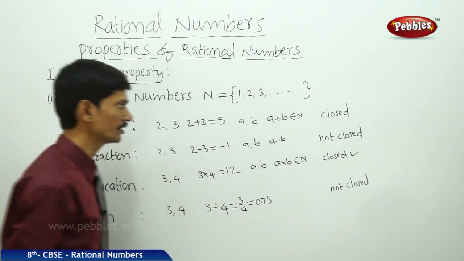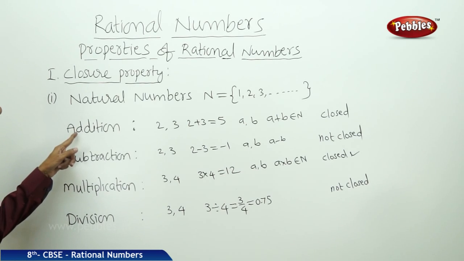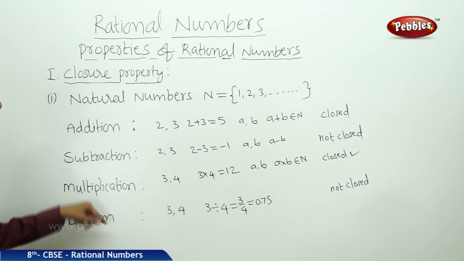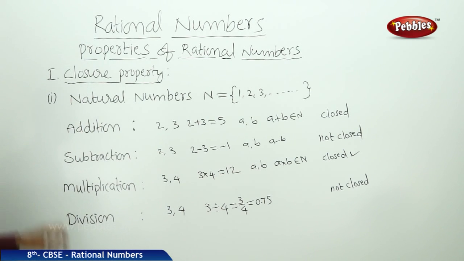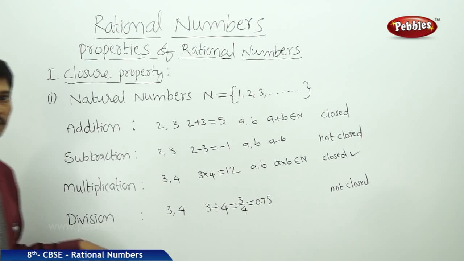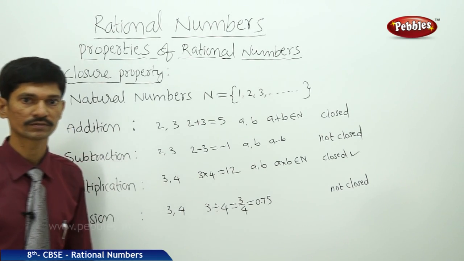So the closure property is satisfied under addition and under multiplication in the set of natural numbers. And the closure property is not satisfied under subtraction and division in the set of natural numbers.